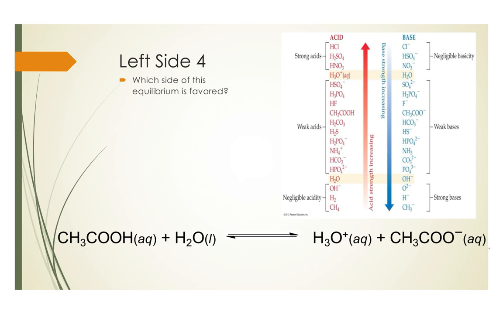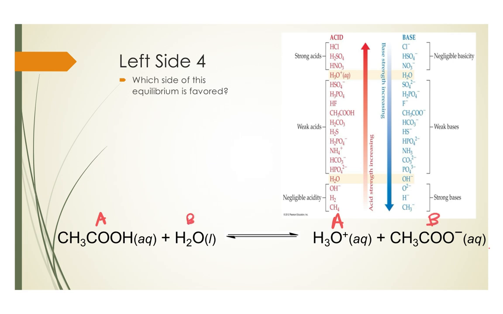All right, so in terms of equilibrium, it favors transferring the proton from the stronger acid to the stronger base. So if I'm looking in here, I can identify that this is an acid and this is an acid. This is a base and this is a base.